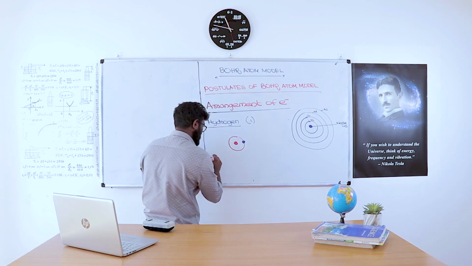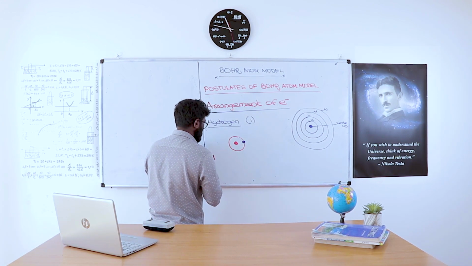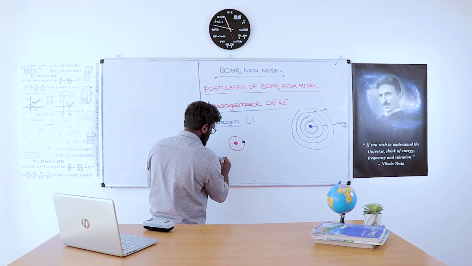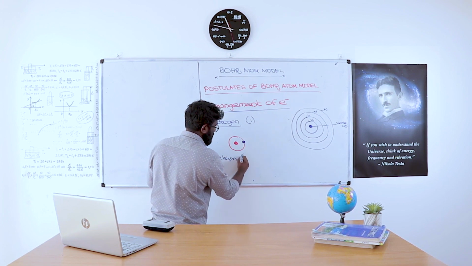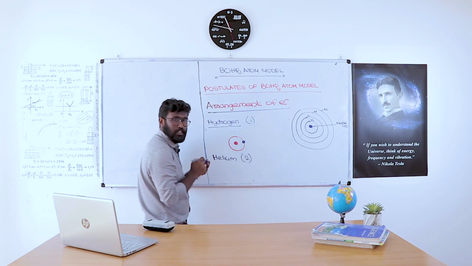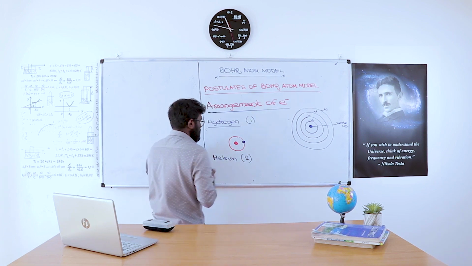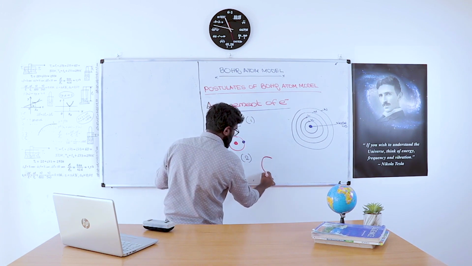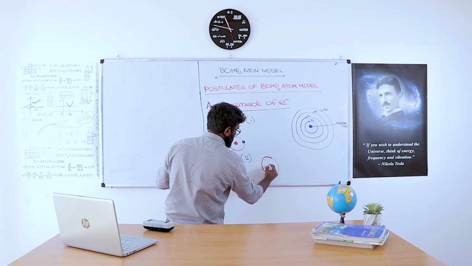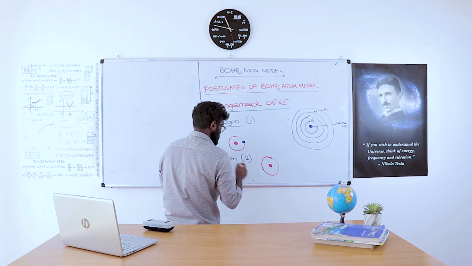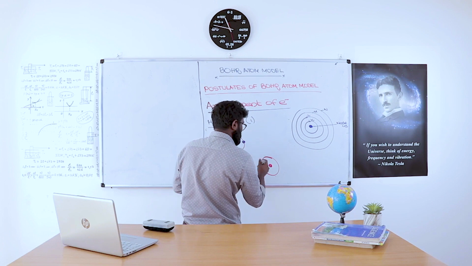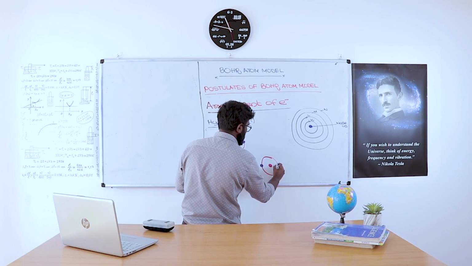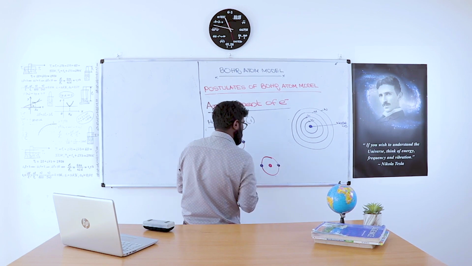What about helium? The number of electrons in helium is 2. So this is the configuration: this is the central nucleus, and a maximum of 2 electrons can be accommodated in the first shell. So this is the arrangement.